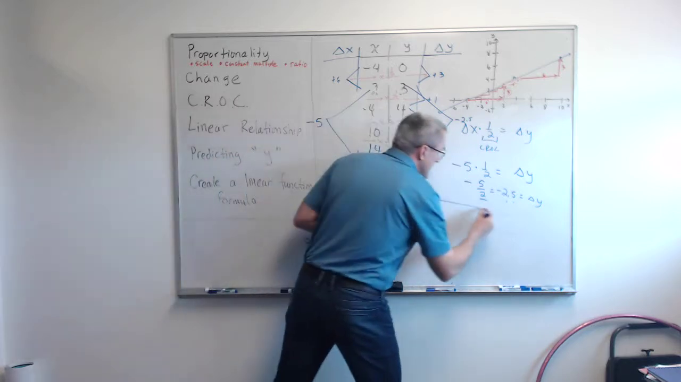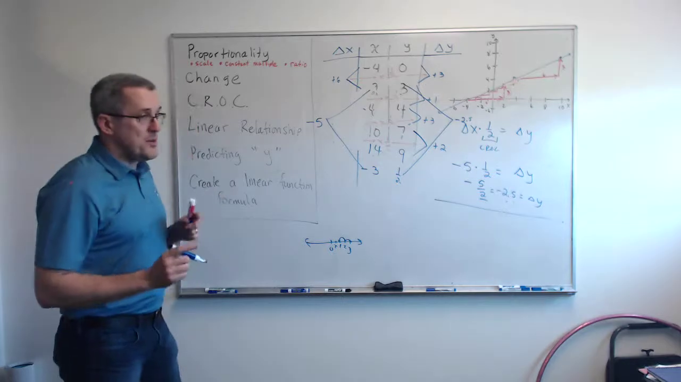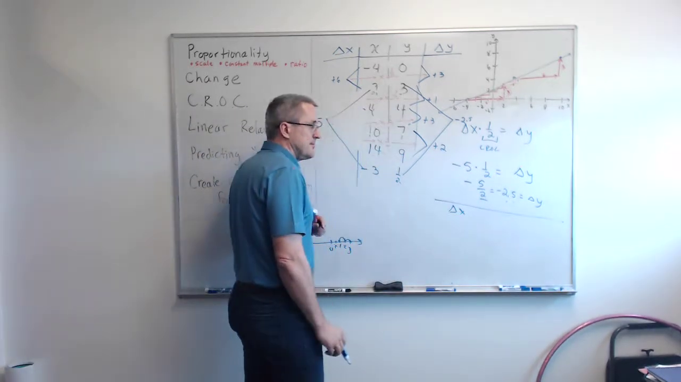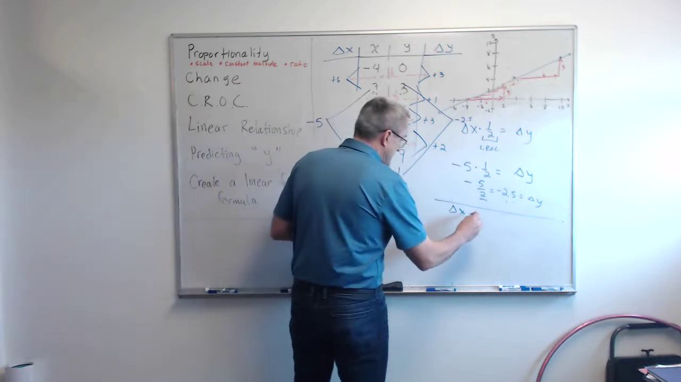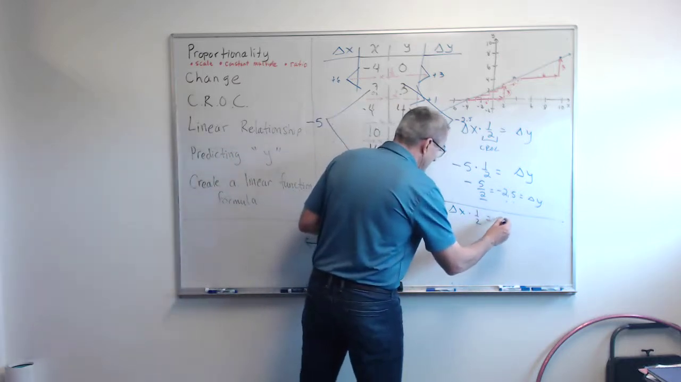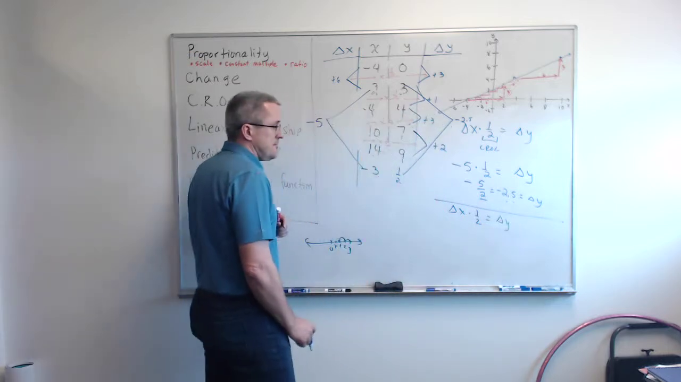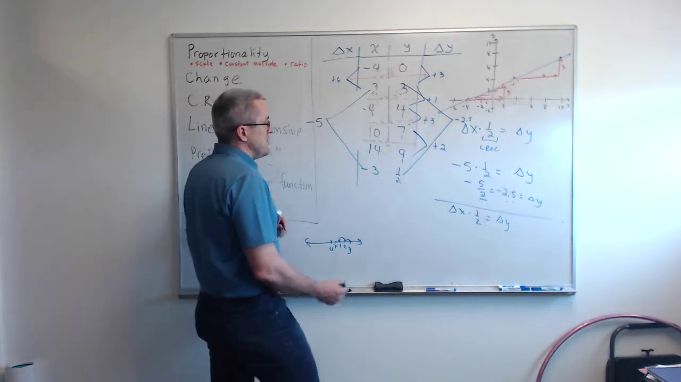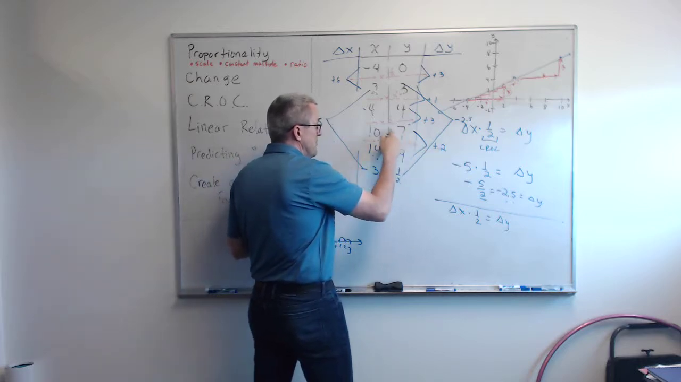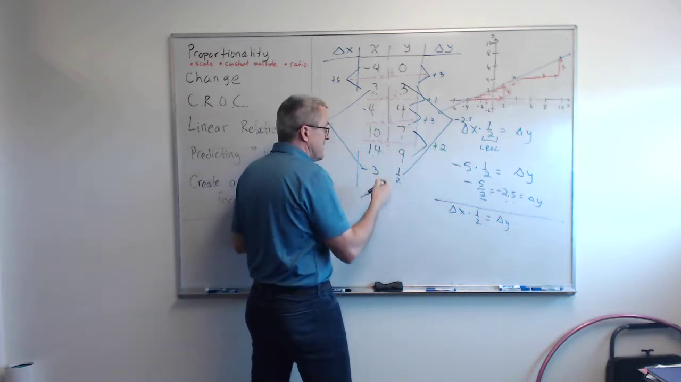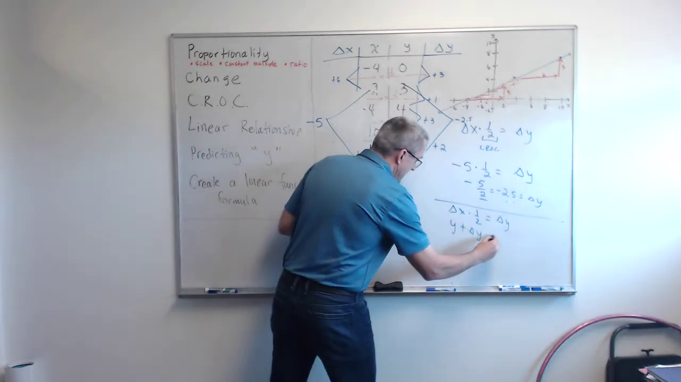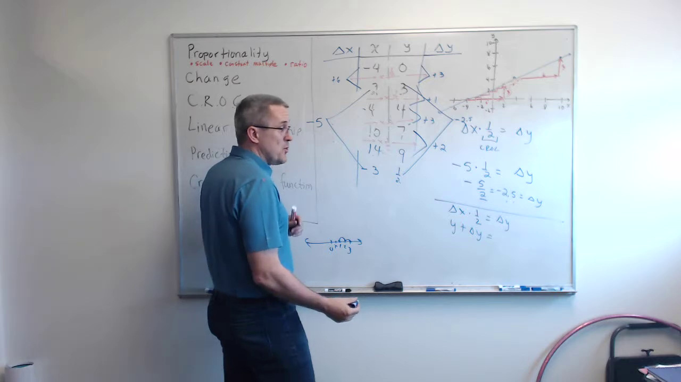So in general, let's break this down. Here's what we do. First, we find the change in x. After we find the change in x, we multiply by a half so that we can find the change in y. Once we find the change in y, remember in this one, once we found out that y changed by 2, we were at 7. 7 plus 2 is 9. So we added that change in y in order to get the new y.